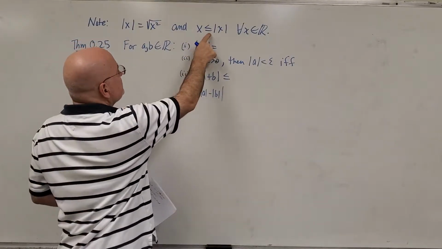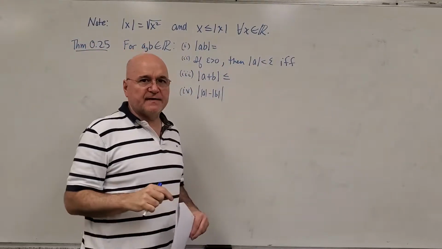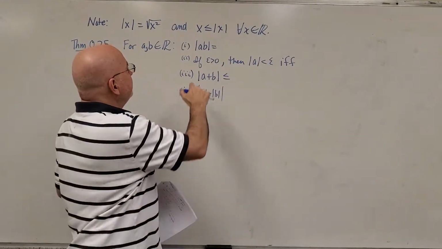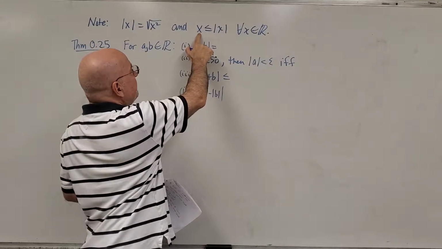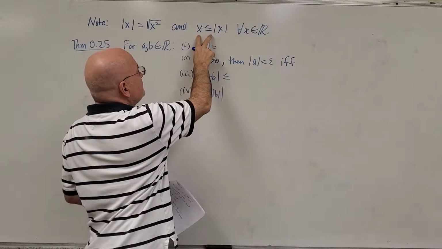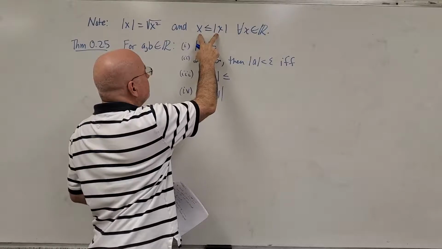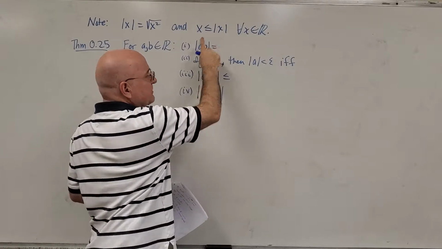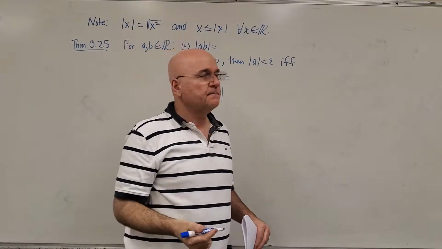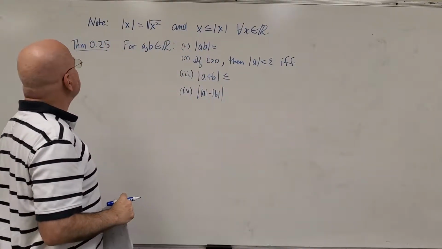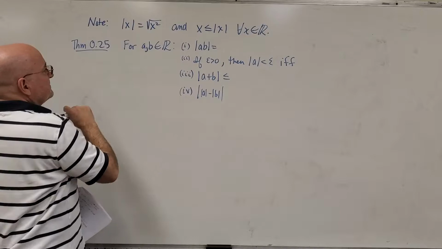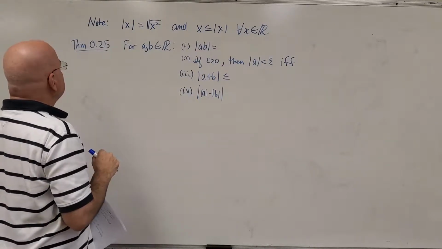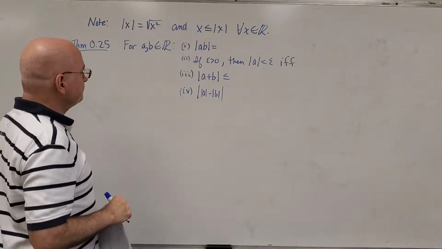Also, x is always less than or equal to the absolute value of x. If x is a positive number, 0 or greater, I should say, then these are equal. And if x is a negative number, every negative number is less than or equal to a positive number, so that's obviously true. Now, let's take a look at these properties of the absolute value.